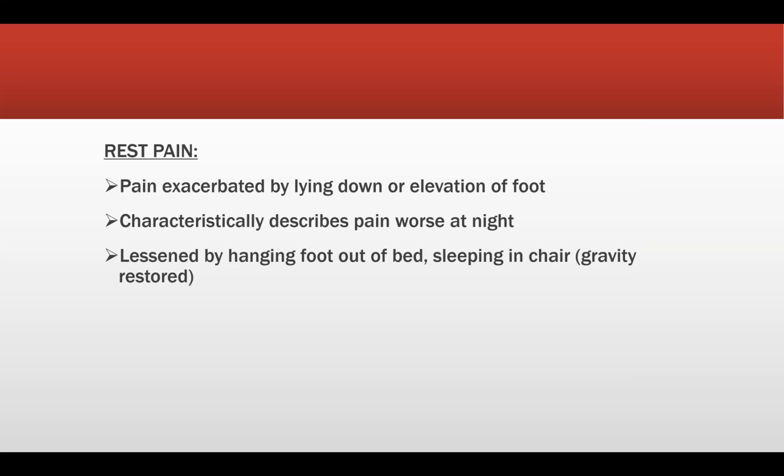Coming to rest pain, it is usually exacerbated by lying down and elevation of the foot, and the patient characteristically describes that the pain will be worst at night when the limb is elevated. If the limb is hanging out of the bed, or the patient is sleeping in a chair, the pain gets relieved. This is because of gravity, the blood supply is restored. Okay. Why do you think that the pain is worse at night?